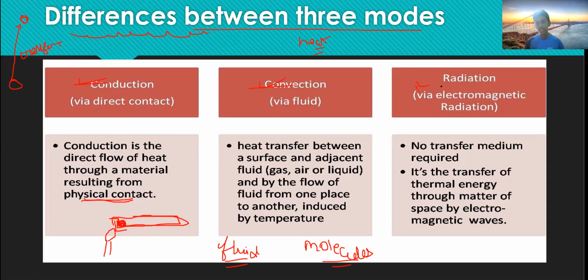Now the third one is radiation. It is by electromagnetic radiation. No transfer medium is required. For example, here is the sun, and let the earth be here. The heat comes to the earth in the form of waves, and this mode of heat transfer is called radiation. Medium means the material through which heat is transferred. It is not required in radiation but is required in convection and conduction. It is the transfer of thermal energy through matter or space by electromagnetic waves.